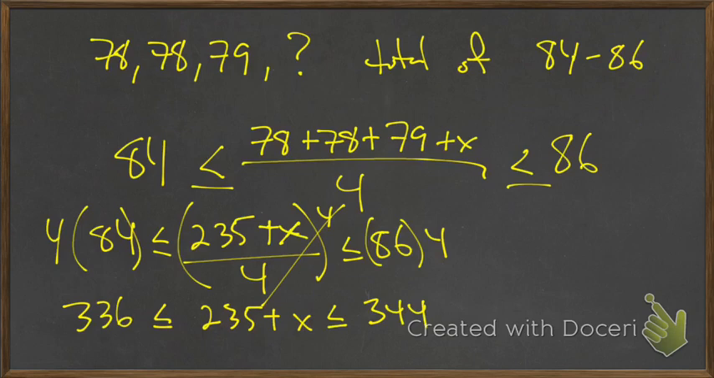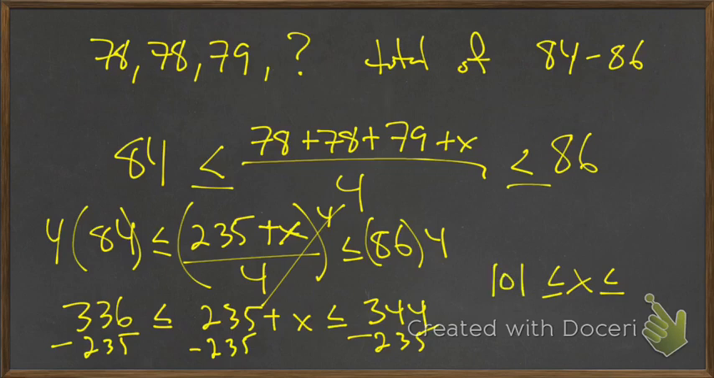All right, let's go. So now how do I get X alone? Subtract 235 from each side. Subtract 235 from everywhere. So X is alone. I still got my symbols here. So that's going to give me 101. And that's going to give me 109.